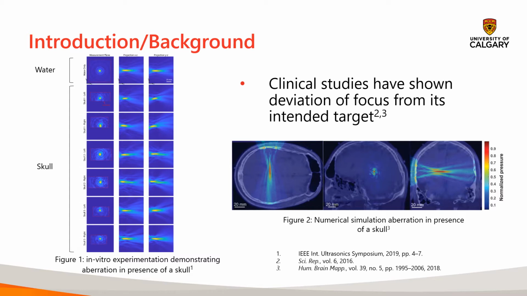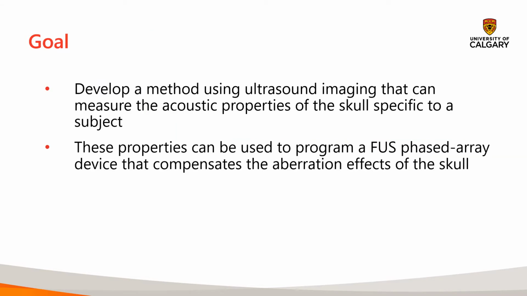We do know that CT and numerical simulations can refocus the ultrasound. However, neurostimulation studies are done on healthy volunteers, and exposing them to radiation would not be possible. So, the goal here is to estimate subject-specific skull acoustic properties for refocusing using a phased array transducer.